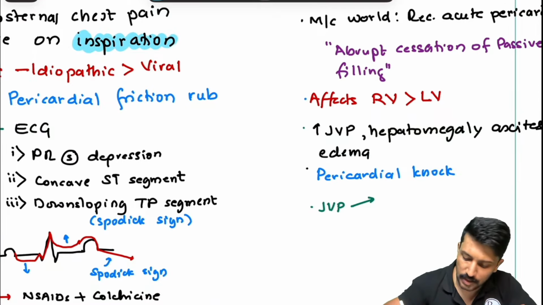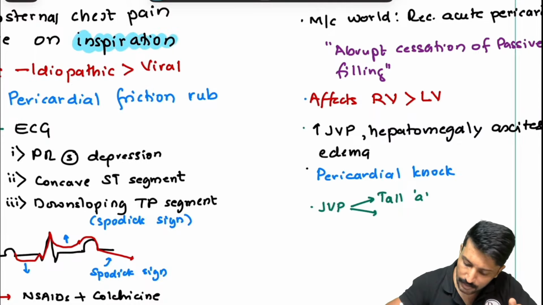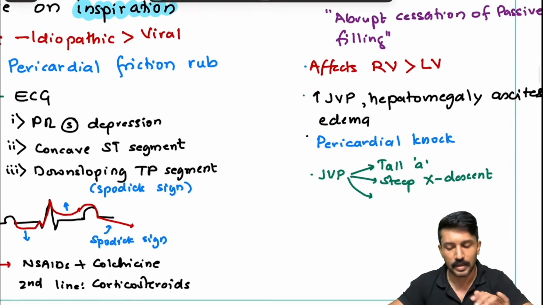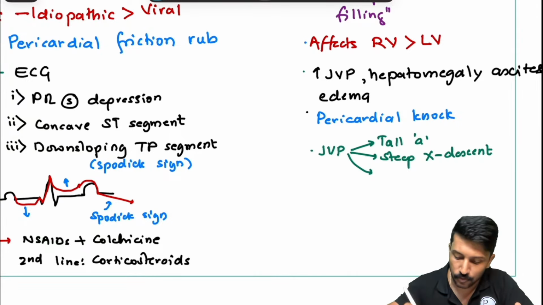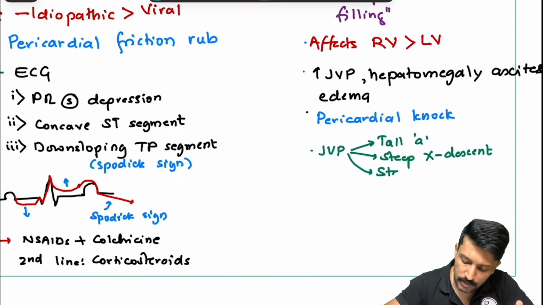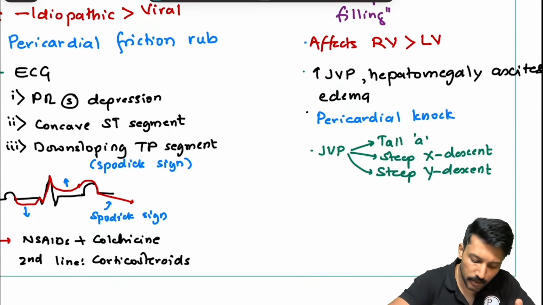So on this patient's JVP, we will have a tall A wave, along with that, a steep X descent. And along with the steep X descent, because there is passive filling happening, but for a shorter duration, it appears steep. And the passive filling wave is Y descent. So we will have a steep Y descent. This is a very, very important point.